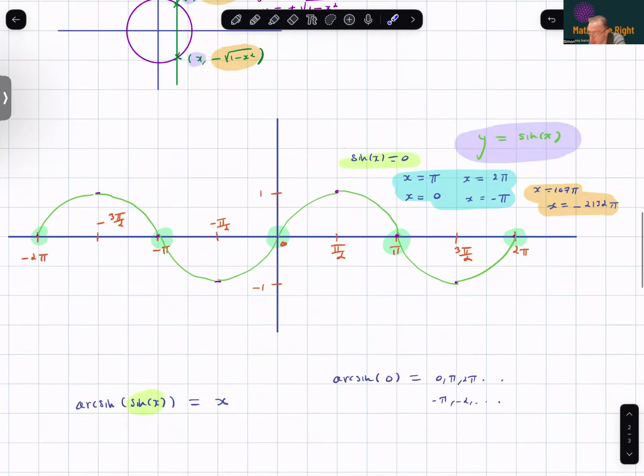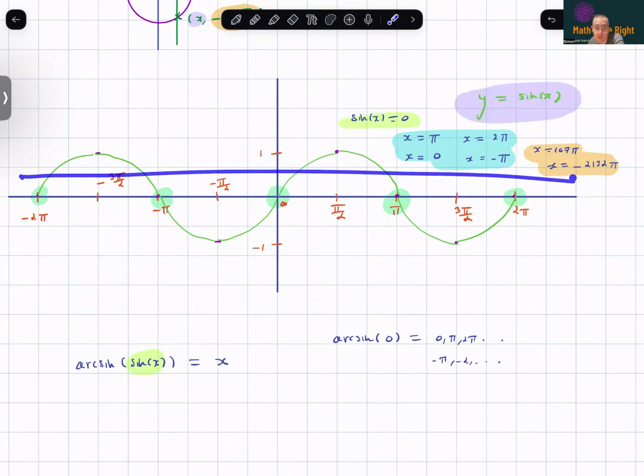With sine, it's even worse than that. Every y value in negative 1 to 1 gets infinitely many x's on the real line sent to it. So it's badly not one-to-one. The inverse function is going to be a mess. It's going to give you an infinite set of solutions if you try to solve a simple equation like what arcsine of 0 is equal to.